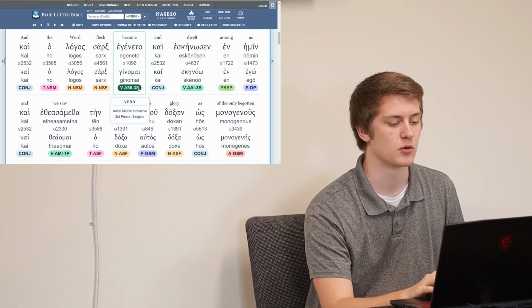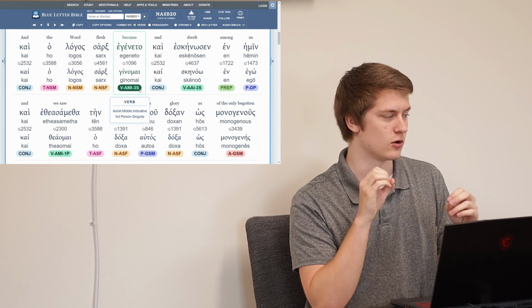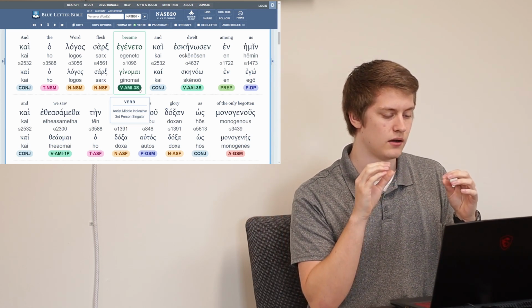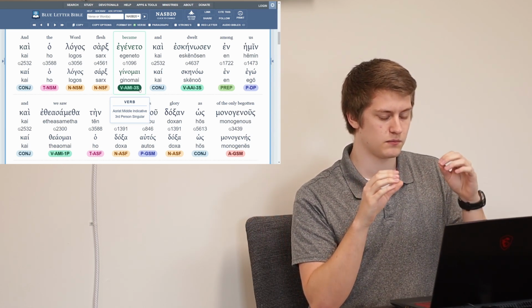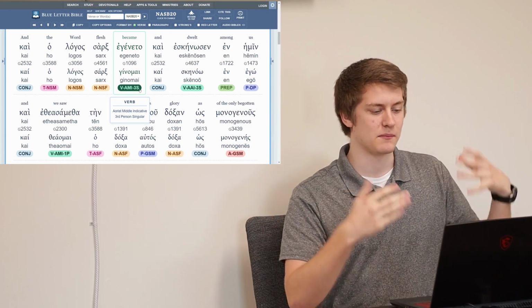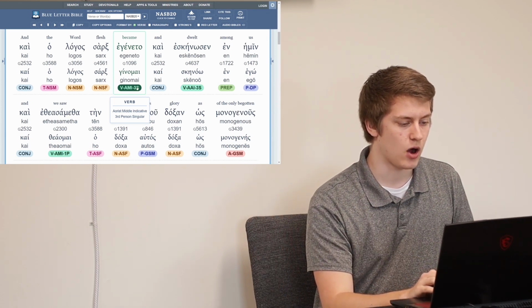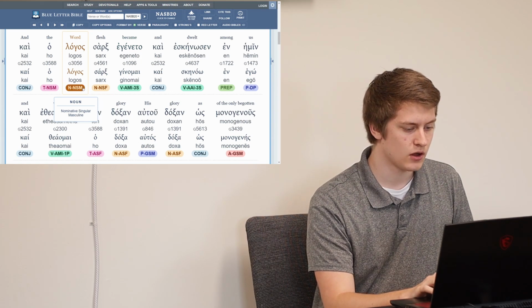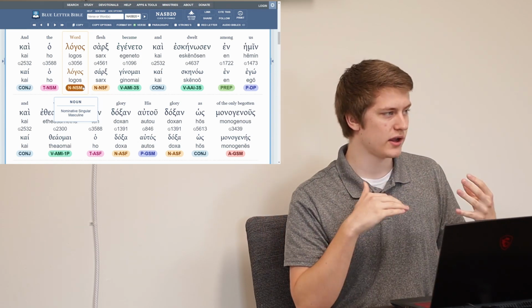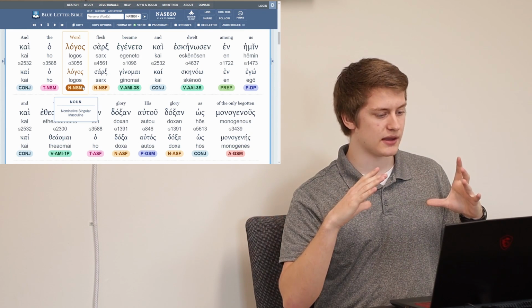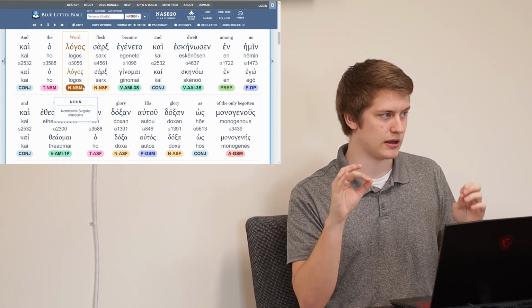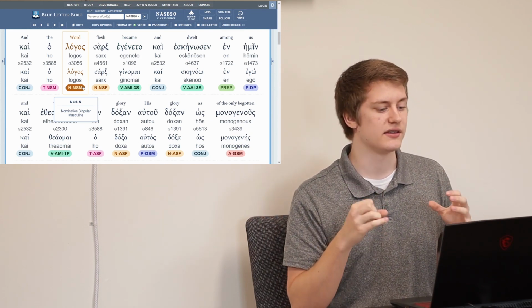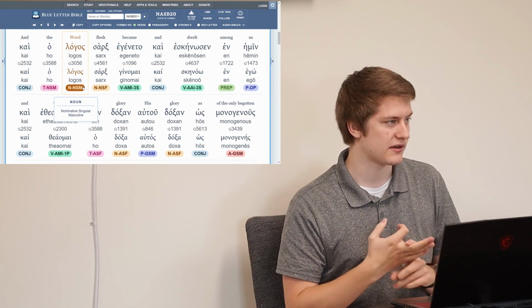And then you have some grammatical information. So we get some, what's the word, acronym type stuff here. So if we look at a word like logos, notice if I hover over it, there's a little box that pops down and it says noun. So it's telling me that logos is a noun, and it says it's nominative, singular, masculine.